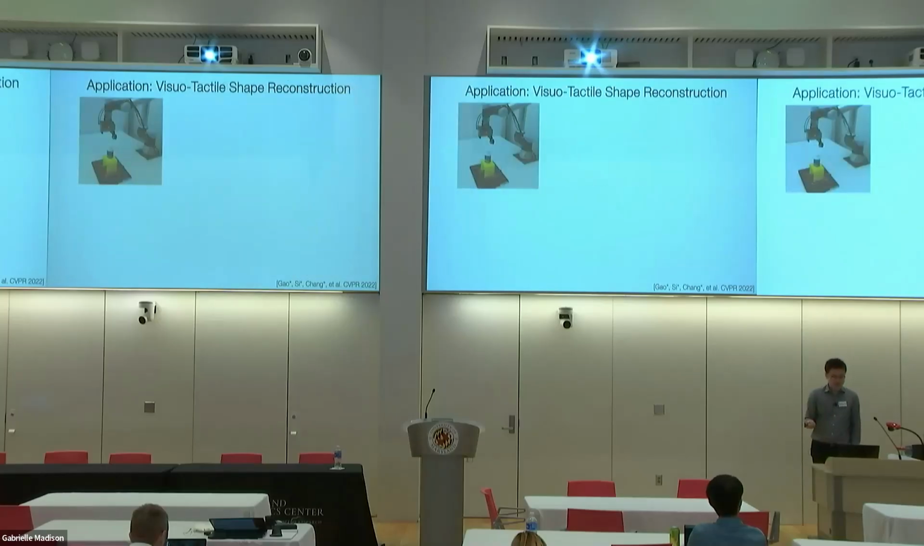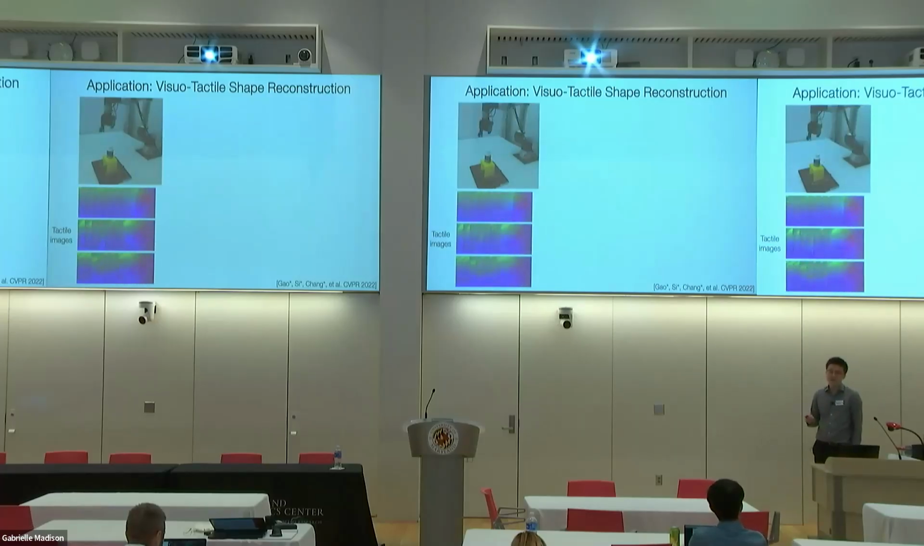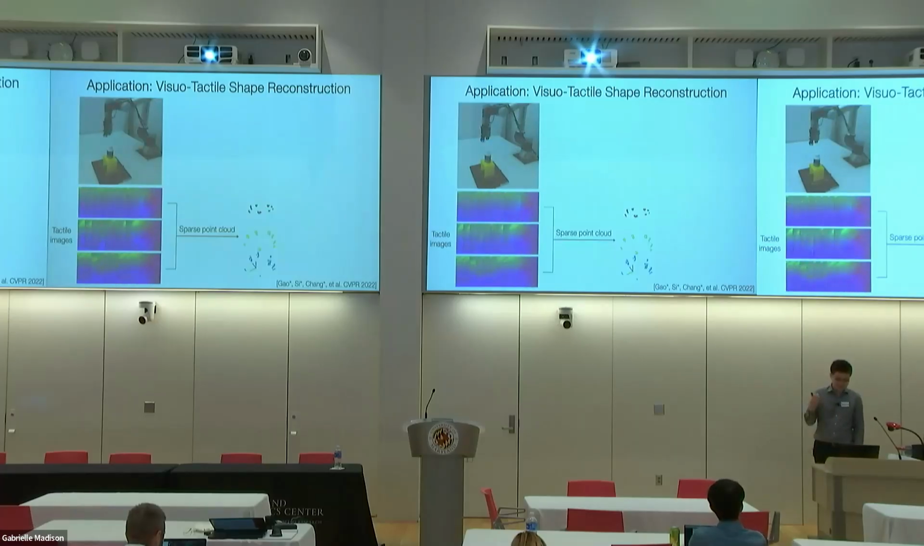Just to highlight one of them, here's an example of doing shape reconstruction using vision and touch. We collect tactile readings around the object. Then we sample a sparse point cloud from the collected tactile images.